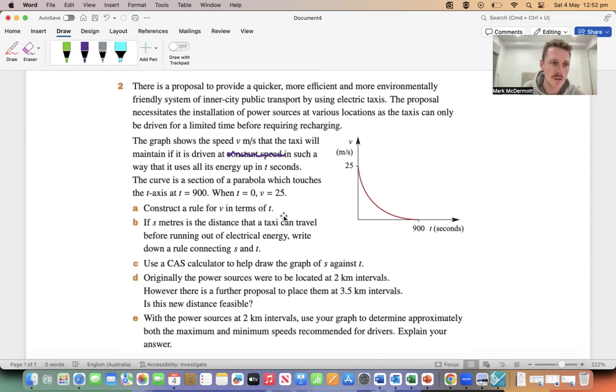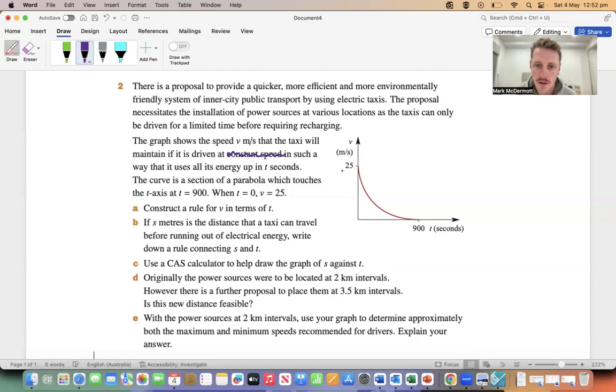Okay, you might have noticed I crossed something out there. In order to fully understand this question, it's important to understand what's going on. And I think that term constant speed confuses things. I could be wrong, but what I think is happening is you're attempting to drive your electric taxi at a constant speed, but as you drive, your electrical energy in the battery decreases until at some stage you come to a stop. That's how I've interpreted this graph.